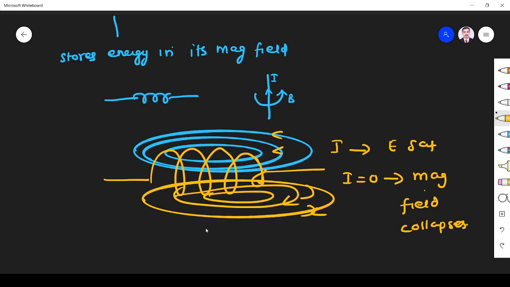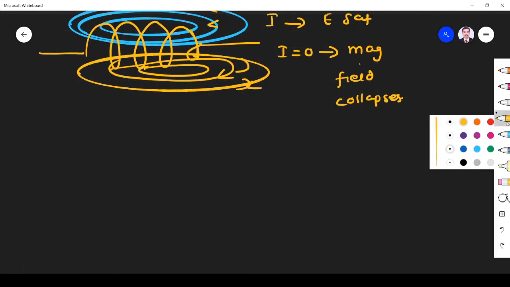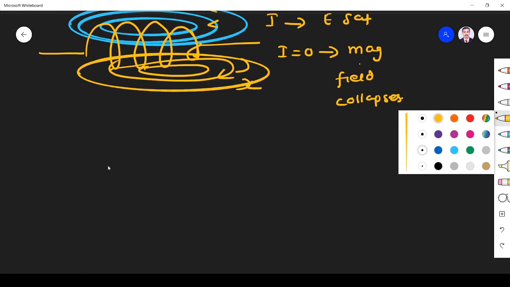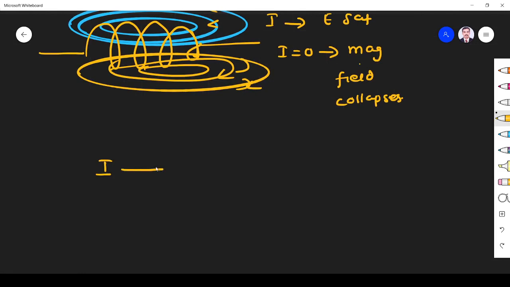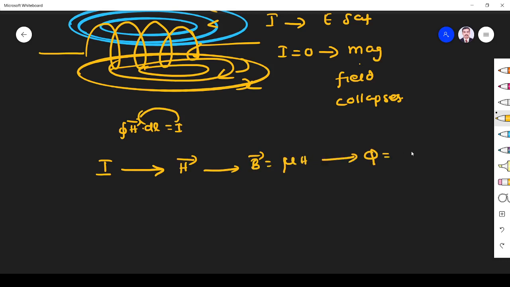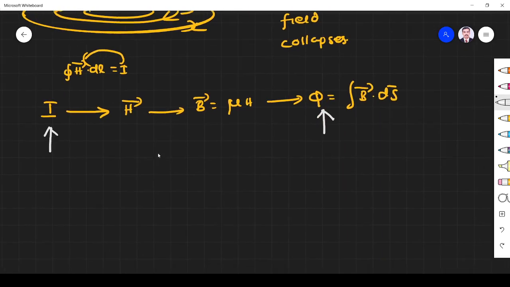Now we learn about inductance. What is inductance? When current flows through a conductor, it produces a magnetic field, because as per Ampere's circuit law, H dot dl is equal to I. So I produces H, H leads to B, and B is equal to mu H. This leads to flux, which is B dot ds. So when current flowing through a coil increases, the flux will also increase.